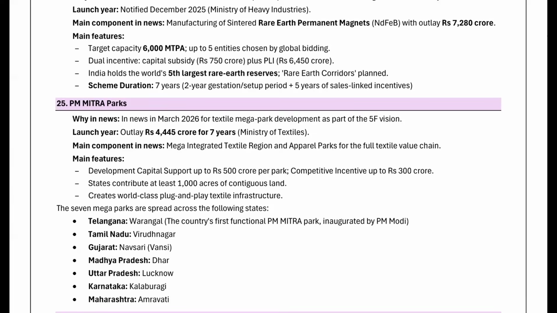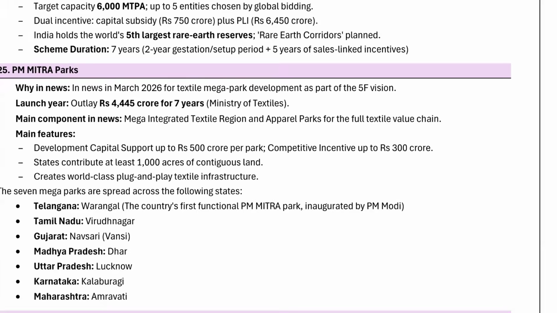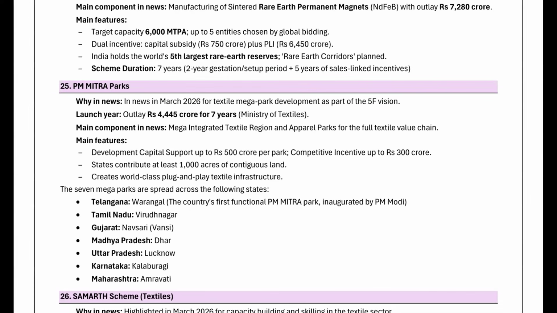Now, the 25th scheme, that is PM Mitra Parks. What is it? Which ministry will be controlling it? Please try to understand which ministry will be controlling it. Ministry of Textiles. Very good. The Ministry of Textiles will be controlling it, right? And the outlay given is rupees 4,445 crore for 7 years, right? This is the outlay that has been given.